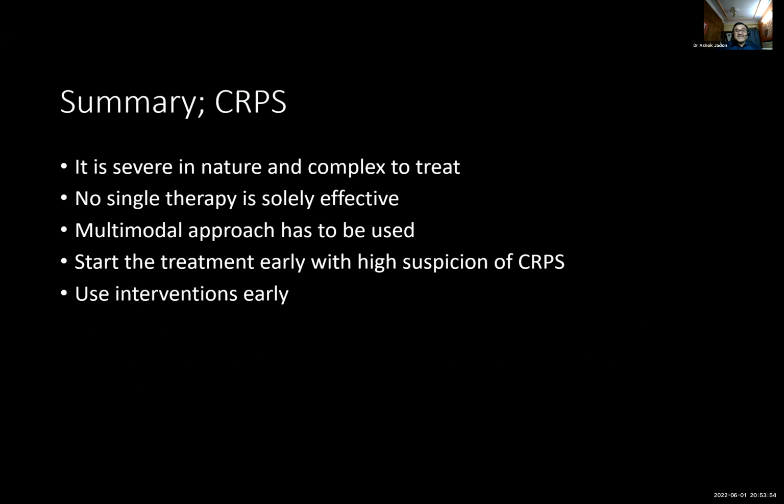Start the treatment early. Do not wait to confirm by investigation and diagnose. Always keep a high suspicion of CRPS. You need not wait until the three symptoms and the two signs are available. Start the treatment and use interventions early, because it is seen that if you delay, you are complicating the issue more rather than helping the patient.